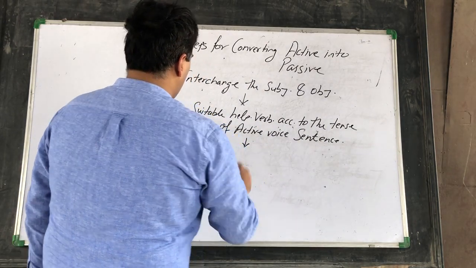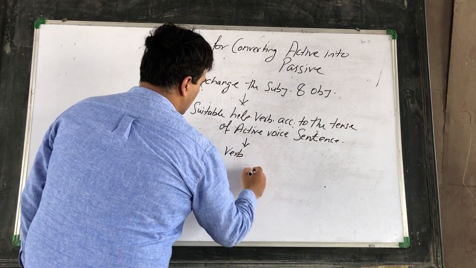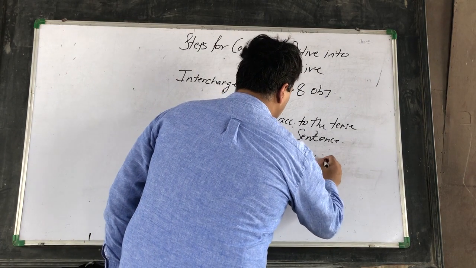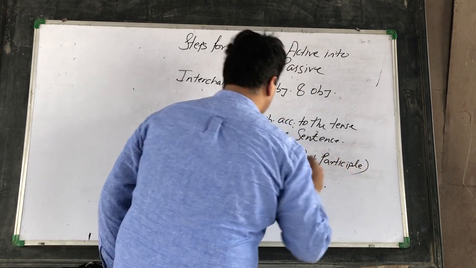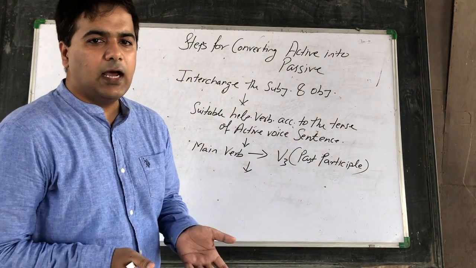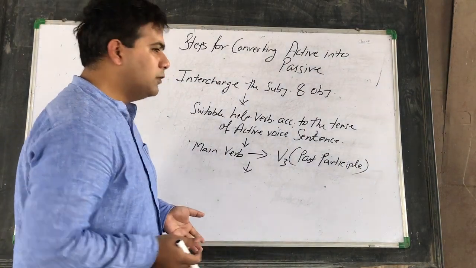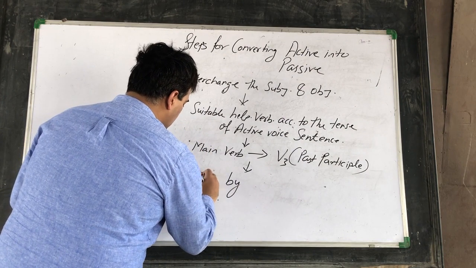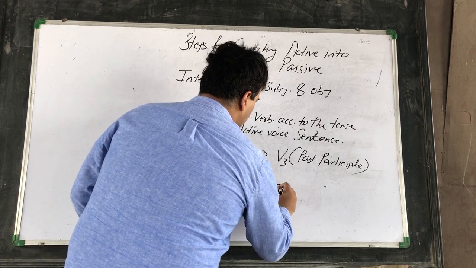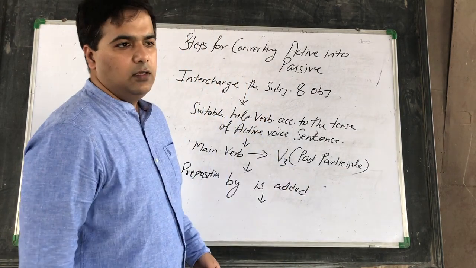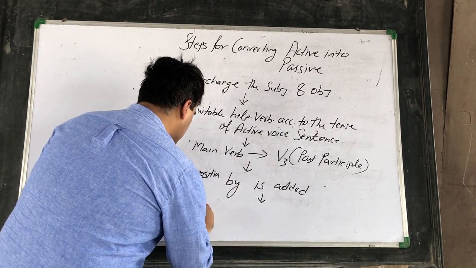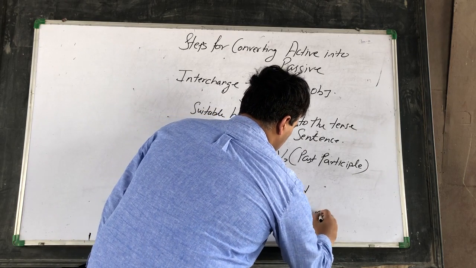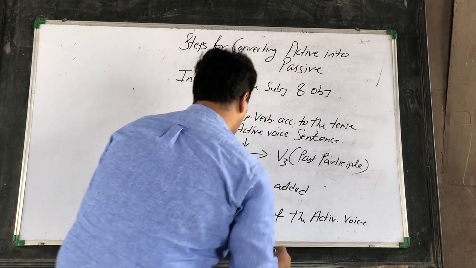Then main verb will be changed into third form of the verb, and as we discussed, third form of the verb is known as past participle. After that, we will add a preposition. Fine. So in most of the cases, preposition by is used. Fine. So preposition by, new preposition by is added, and then it will be followed by the subject of the active voice sentence. So put subject of the active voice sentence.